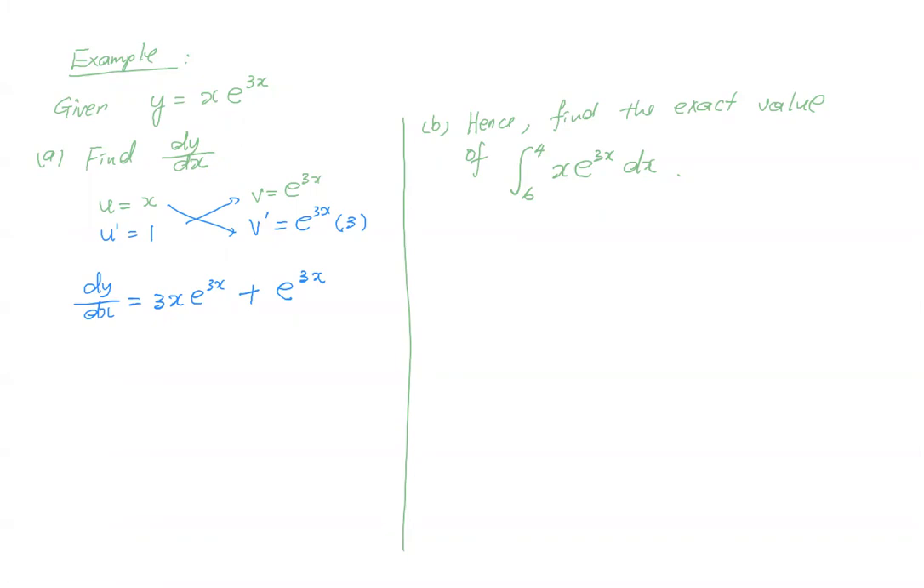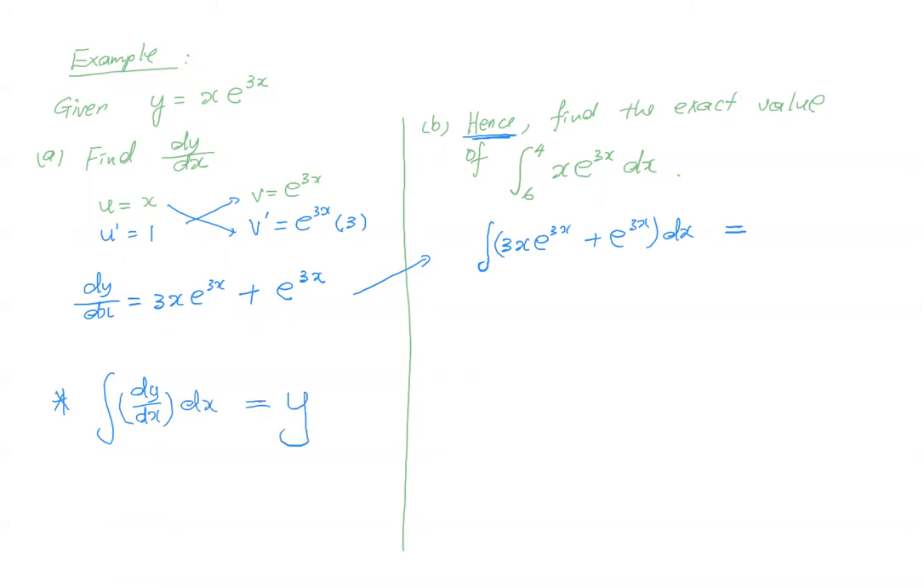Yes. Now, to solve part B, where am I supposed to start? The moment the question has hence, you have to start from here. If I integrate 3x e to the power 3x plus e to the power 3x dx, what is the result? Remember, integrating the expression of dy over dx with respect to x will give me y. So what is the result here?